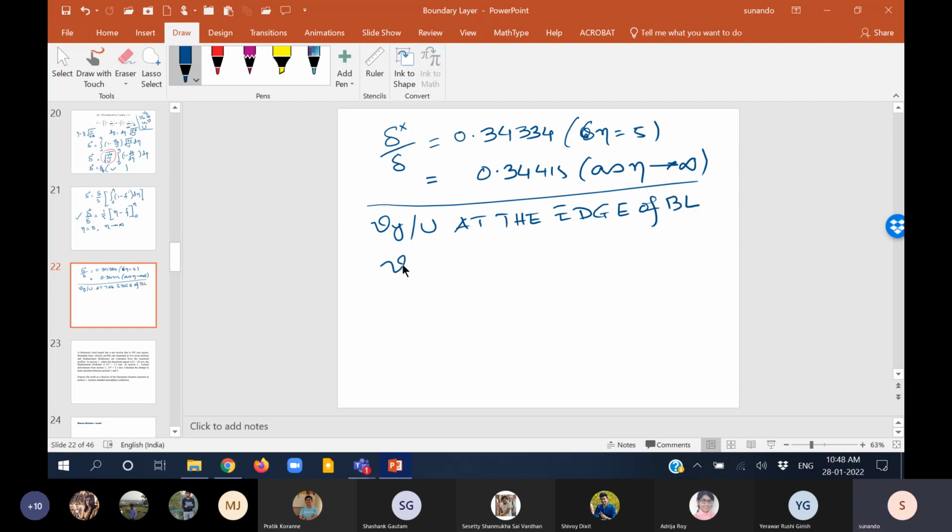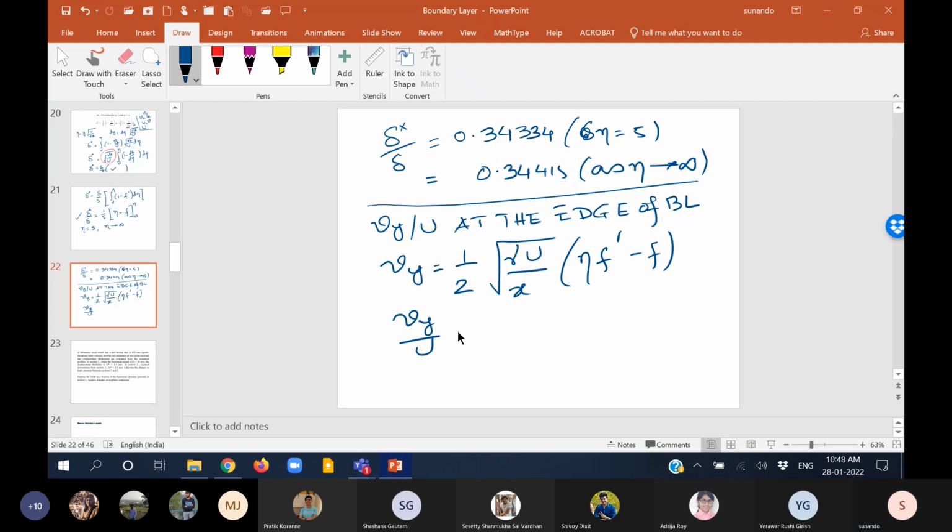And we write the expression for Vy, which I have shown before. Of course, you do not have to remember any of these, I will always provide you with the expressions. So from here, you can write Vy by u, and you would get this to be equal to 1 by 2. This you should check on your own. Reynolds number based on x, eta f prime minus f.